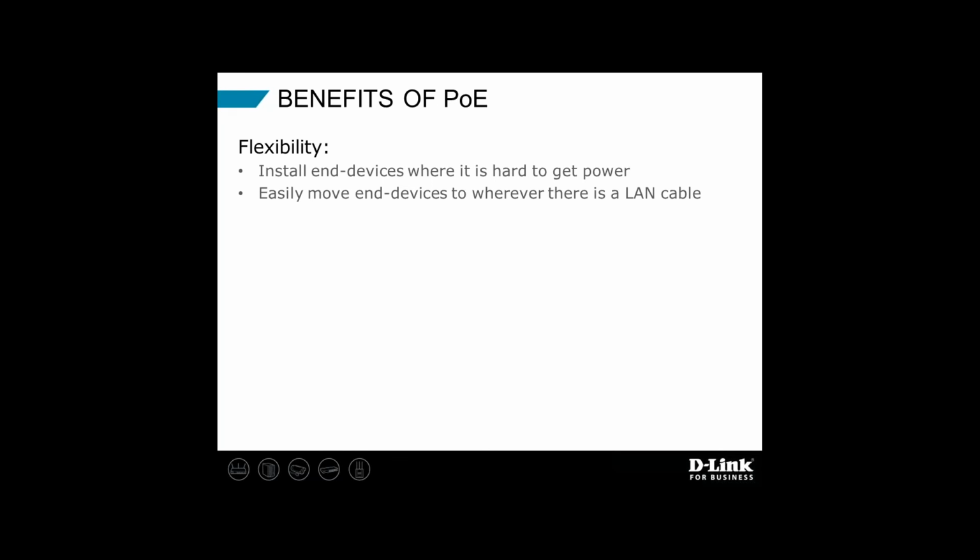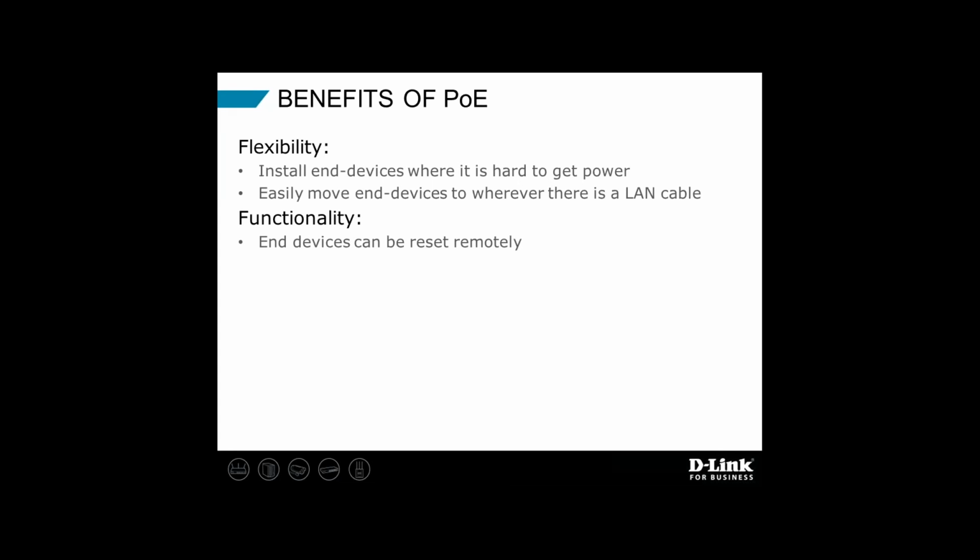For wireless access points, I can put them up above the ceiling tiles in plenum airspaces where there may not be AC power. As long as I can reach it with a LAN cable, I can deploy my end device. And I can also move those devices, as long as I can move my LAN cable. So I may have deployed an access point, and a few weeks later I realize I've got to move it 20 feet. As long as I can move my LAN cable, I can move that access point. And I don't have to worry about calling an electrician to come in and move an AC power outlet.